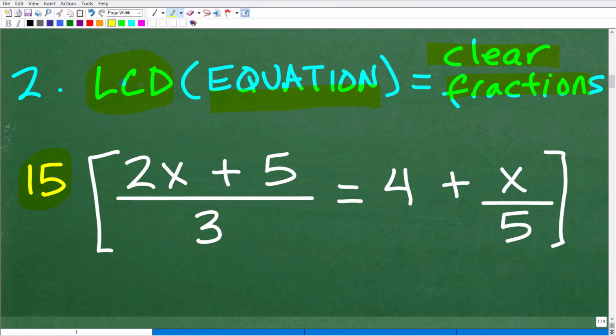So here is 15, that's the LCD, and I'm going to write it out this way. I'm going to take 15 and multiply it by the entire equation. Always be thinking about the distributive property: 15 times 4, and then 15 times x/5. If you're following along with me, you understand what's going on, and you think you could do the rest of this problem, then you should pause the video and follow through and see if you can actually finish out the problem.